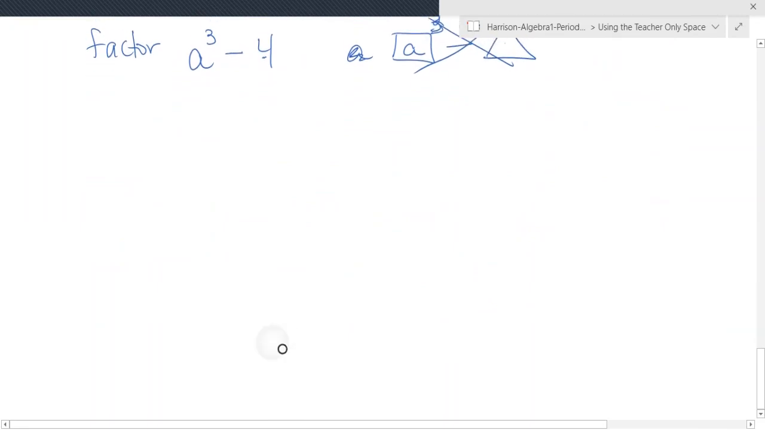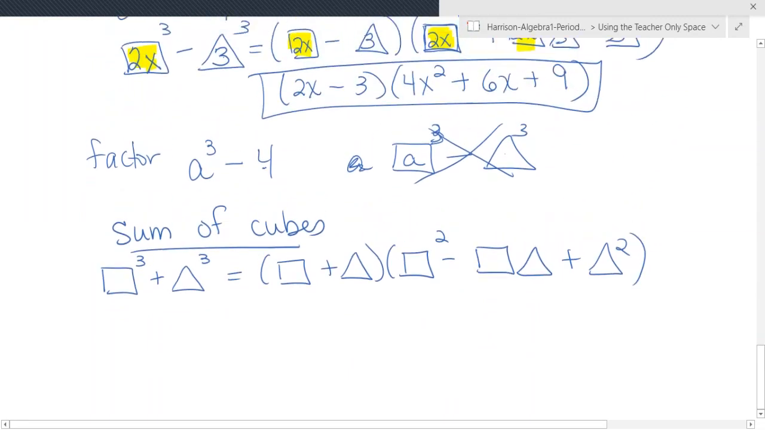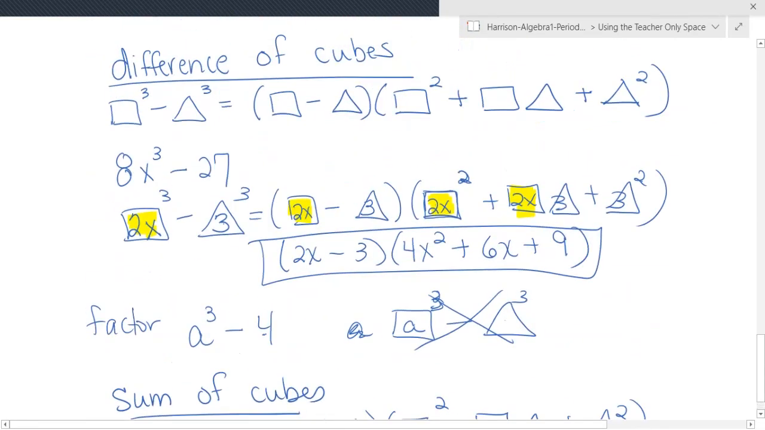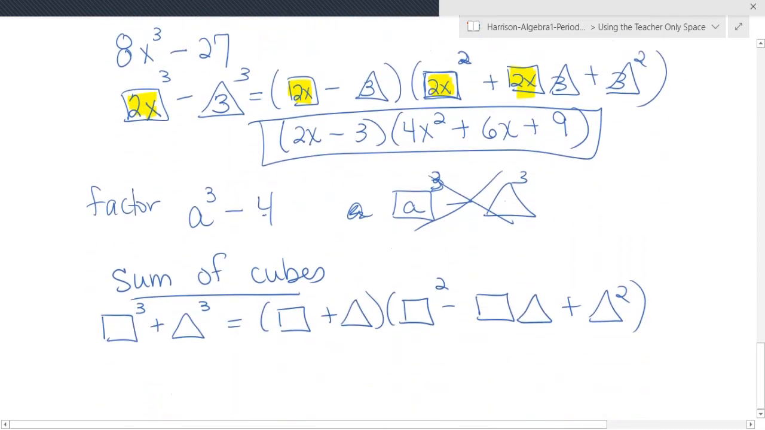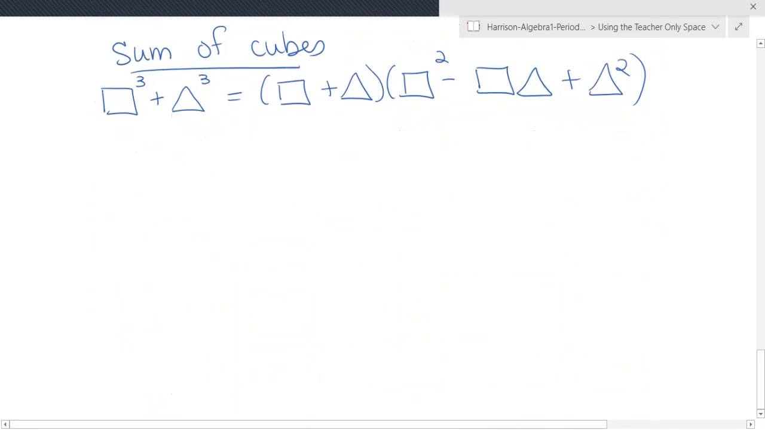Okay, let's try the sum of cubes now. So you'll remember that the sum of squares was prime, but we do have a formula or a pattern that lets us factor the sum of cubes. So you can scroll back up when you get a chance and compare those formulas. They're just different by a couple of signs. You just have to be careful.